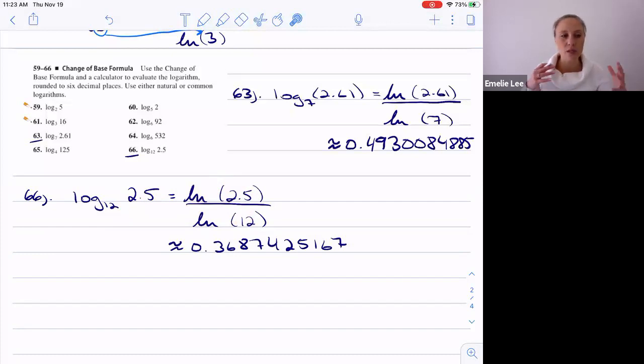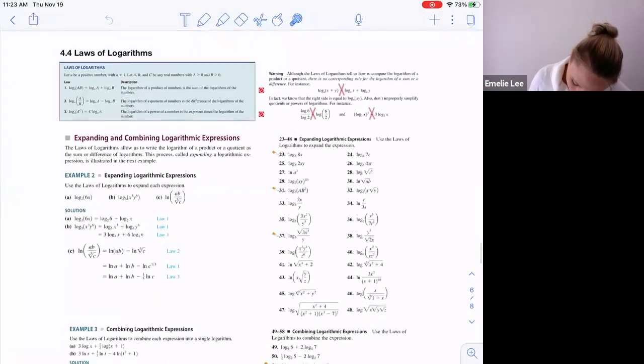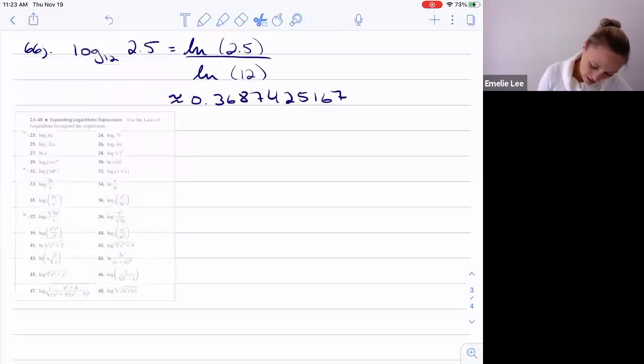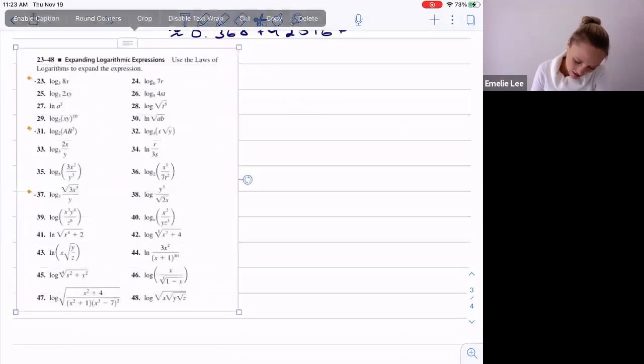All right, let's do some work kind of expanding. I think we start with expanding and then we're going to combine logarithmic functions. So we do a combination of the three log laws, that's what I wanted to say. Okay.